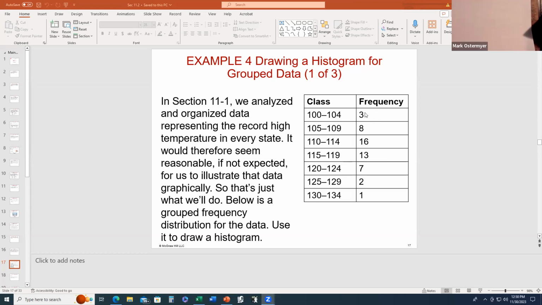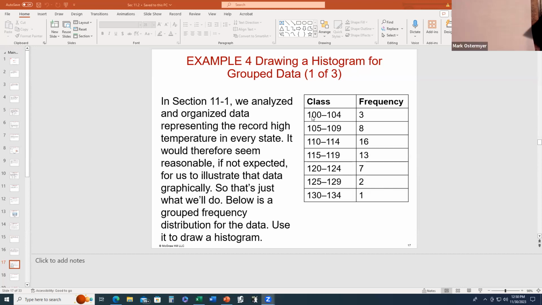8 plus 3 is 11. 11 plus 16 is 27. 27 plus 13 is 40. 40 plus 7 is 47. Plus 3 is 50. Yes. Okay, so it looks like this works here.